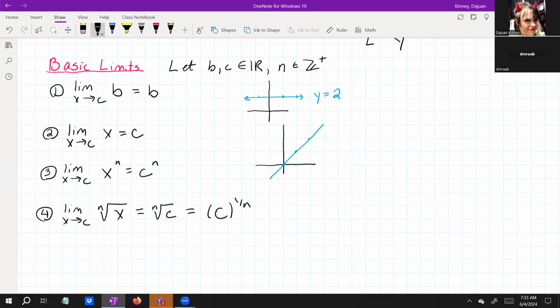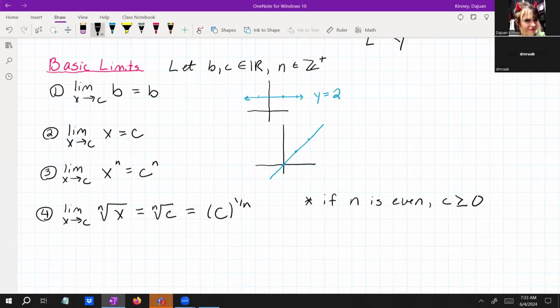Okay. If we have an nth root of x, you're just going to plug in c, you'll get the nth root of c. The only thing to be careful of: if n is even, c must be positive or non-negative. Because then we get a square root of a negative, we turn into imaginary numbers, and we live in the real number system. So be cautious of that.